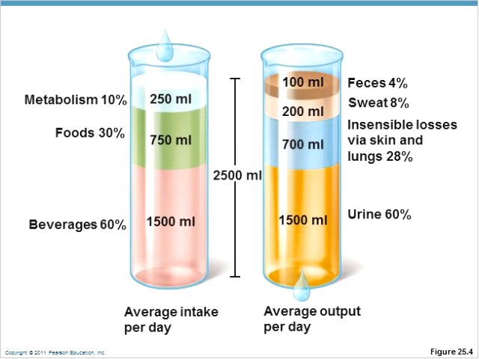And so the average intake of water per day is 2,500 mL. You can see that 10% of that is metabolism, 750 mL is in foods, and 1,500 mL is really in beverages. As far as the average output, you can see that 100 mL is really in feces, 200 mL is in sweat, 700 mL is insensible losses via the skin and the lungs, and then 1,500 mL a day is really via the urinary output.